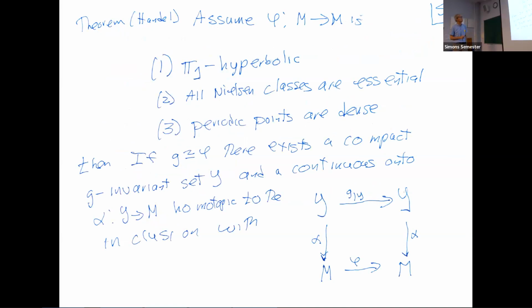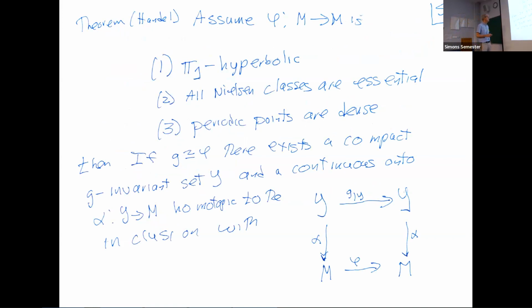So let's assume we have a map of a manifold or a wedge of two circles, or in fact, a finite CW complex. First, assume it's pi1 hyperbolic. Let's have expansion in the cover. Nielsen classes are essential. And then we have our final hypothesis that periodic points are dense. All right, then we homotope the map.